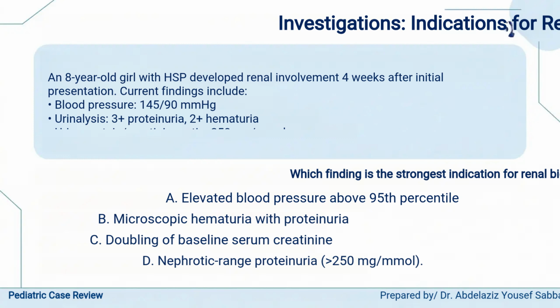There is no oliguria or edema. Which finding is the strongest indication for renal biopsy in this patient? Option A, elevated blood pressure above the 95th percentile. Option B, microscopic hematuria with proteinuria. Option C, doubling of baseline serum creatinine. Option D, nephrotic range proteinuria above 250 milligrams per millimole.